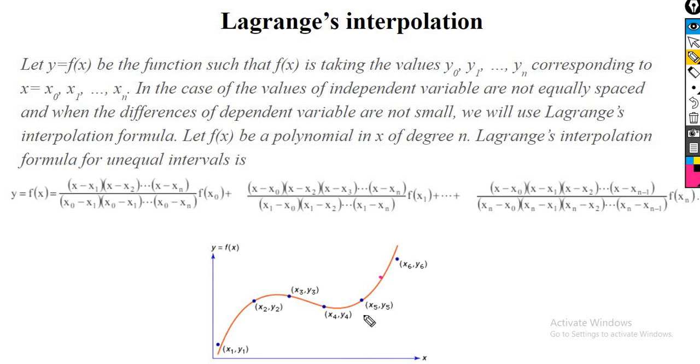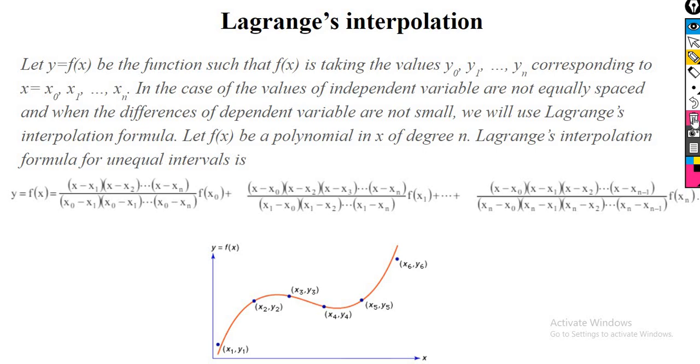Say you have a value x5 somewhere here, and x6 somewhere here. If you have a certain value x within x5 and x6, what is the value of the function somewhere here? You really don't know. So by using the concept of interpolation, one can find this. Now here we're going to first try to write the Lagrange polynomial, and then we'll see how to solve this problem.